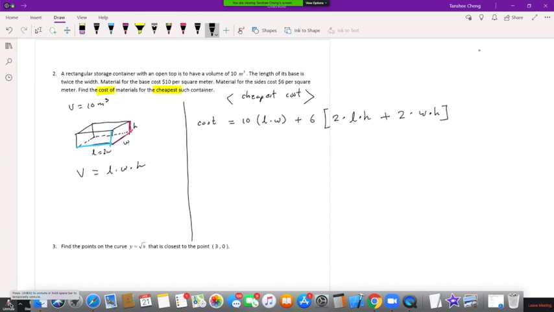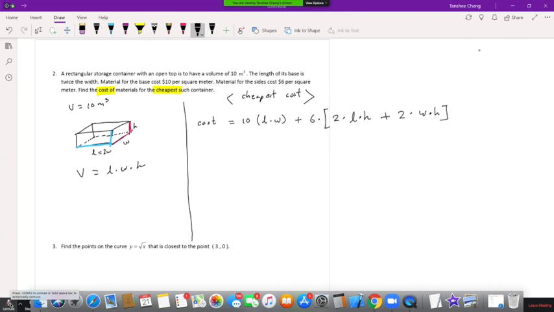So, are we all okay with this so far? Professor, can you go over the 6 times 2 times 3 times height plus 2 times 3 times height? So you see that I put a 6 all the way outside because left, right, front, and back cost $6 per square meter. So I need to find out the area of front and back. The area of the front is basically the length and then the height.